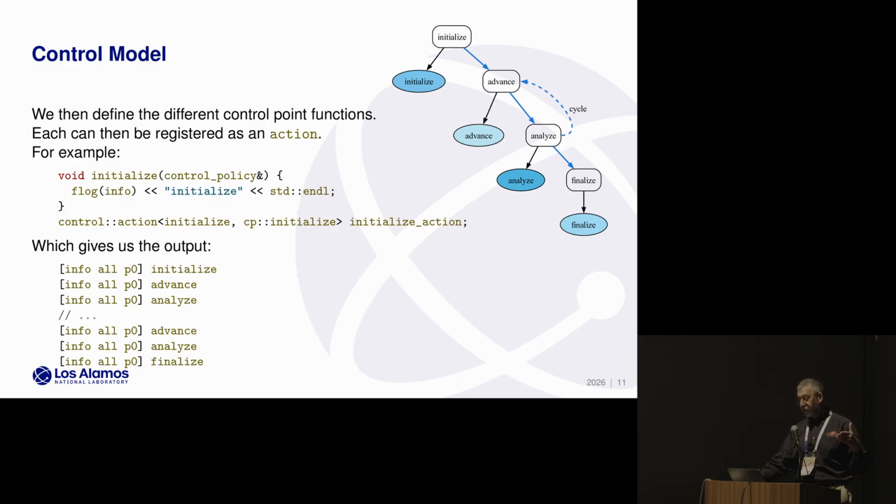And if we do likewise for advance, analyze, and finalize, where we have a function for each of them, an action that we associate with the control point, and let's say that all of these functions simply output an appropriate string, then when you run it, it'll output with flog initialize, advance, analyze, advance, analyze, advance, analyze 5 times, and then finally it'll output the finalize. And you can also see what flog looks like, where it tells you where the message is coming from.